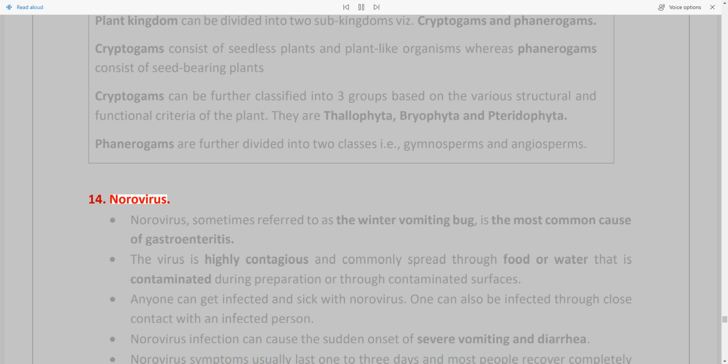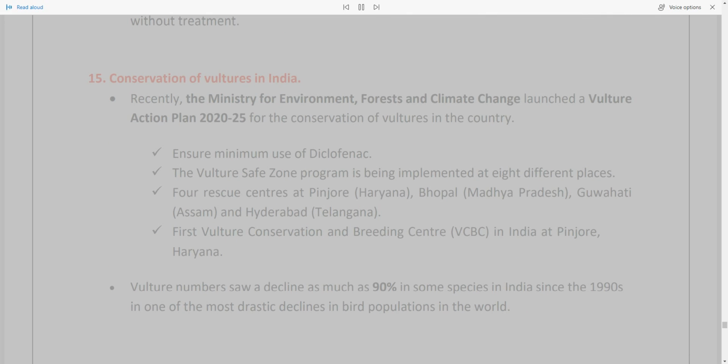14. Norovirus. Norovirus, sometimes referred to as the winter vomiting bug, is the most common cause of gastroenteritis. The virus is highly contagious and commonly spread through food or water that is contaminated during preparation or through contaminated surfaces. Anyone can get infected and sick with norovirus. One can also be infected through close contact with an infected person. Norovirus infection can cause the sudden onset of severe vomiting and diarrhea. Norovirus symptoms usually last 1 to 3 days and most people recover completely without treatment.